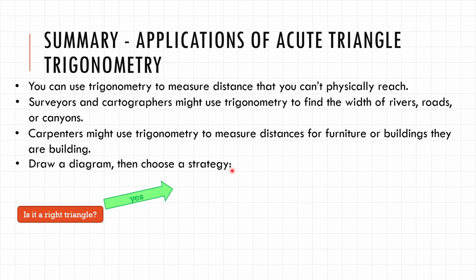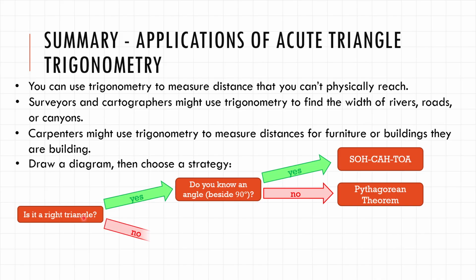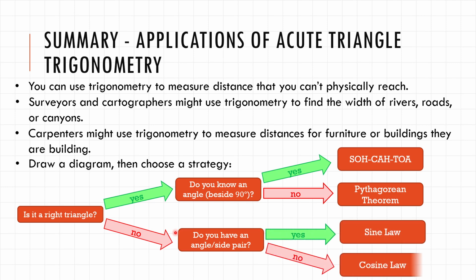If the answer is yes, do you know any angles besides the 90? If your answer is yes, then definitely use the trig ratios. But if you don't know another angle besides the 90-degree angle, but it is a right triangle, then you should use Pythagorean theorem. If it's not a right triangle, though, then you're in a little bit of hot water, but we still have strategies to deal with that. If we have an angle side pair, we use the sine law, and if we don't, then we use the cosine law.